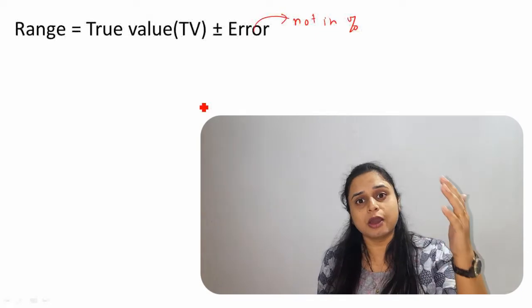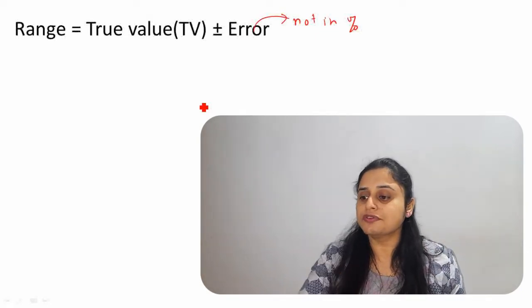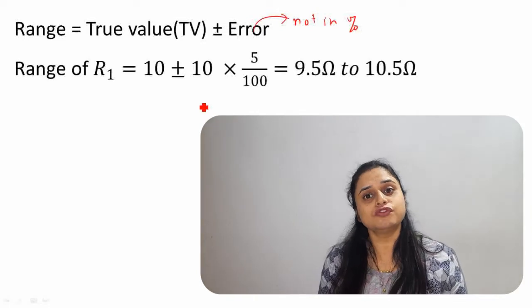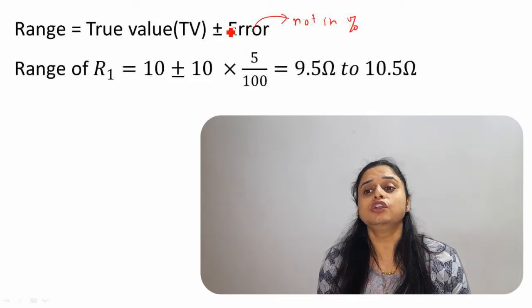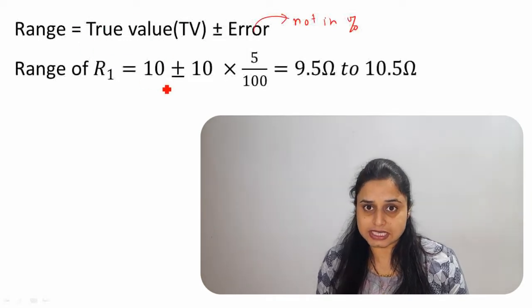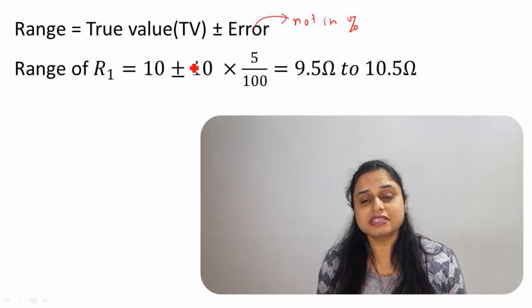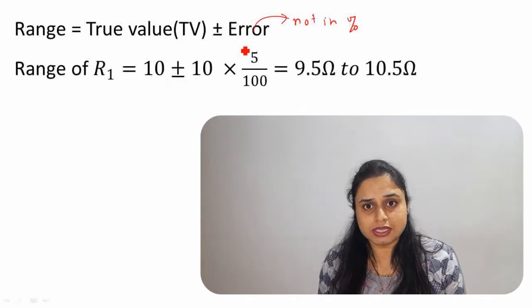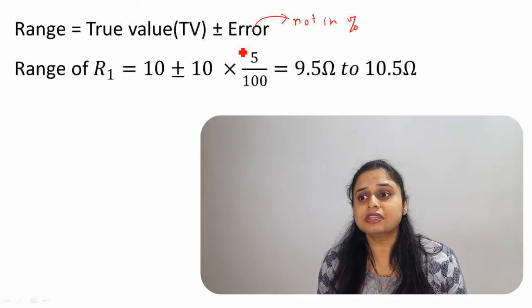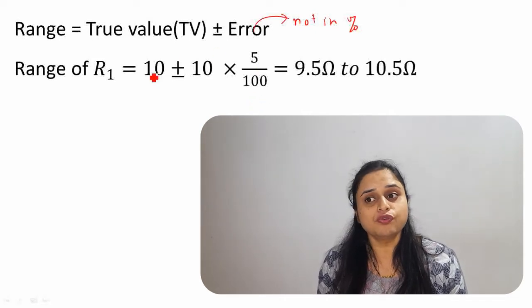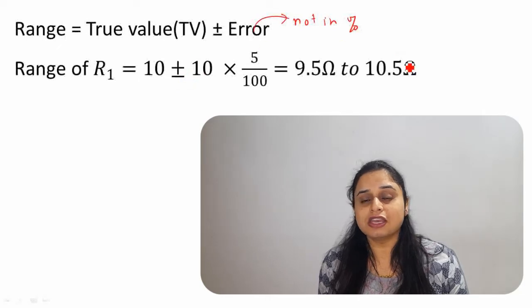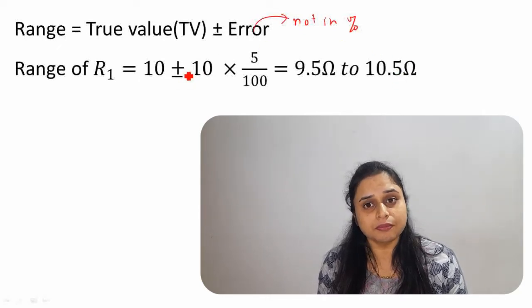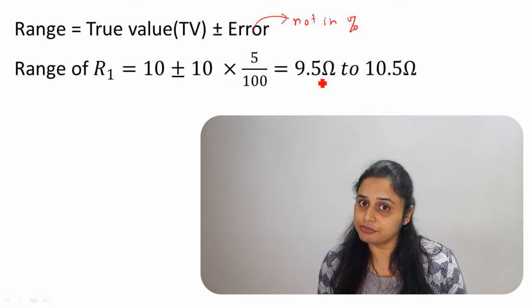Range is nothing but having an upper limit and a lower limit. So first of all, find out the range of R1. Substitute the values in this formula. The true value of R1 is 10 ohms, already given. Plus minus sign is there, and the error. Error is nothing but the tolerance, which is 5%. 5% means 5 upon 100. It is on the true value, so multiplied by the true value. When we solve for the plus sign, you will get 10.5 ohms, and when we solve for the minus sign, you will get 9.5 ohm.